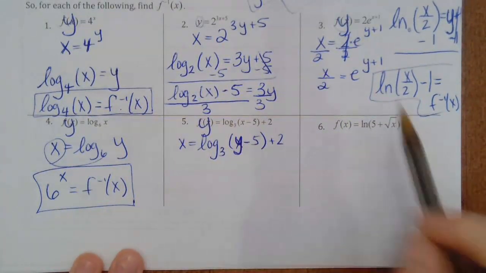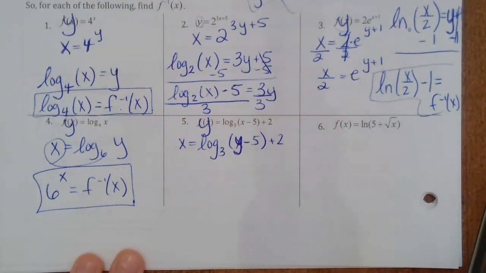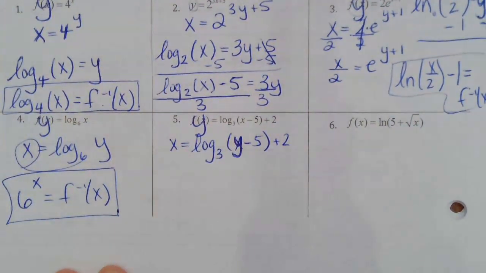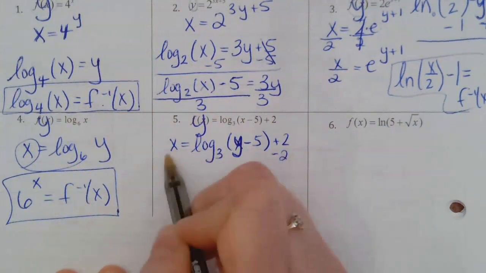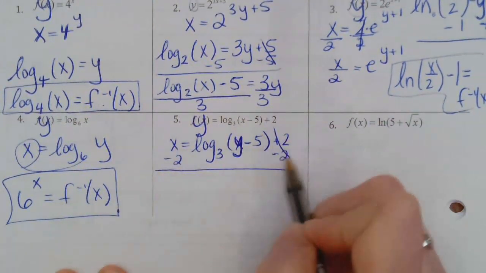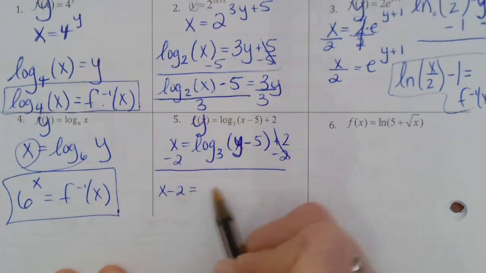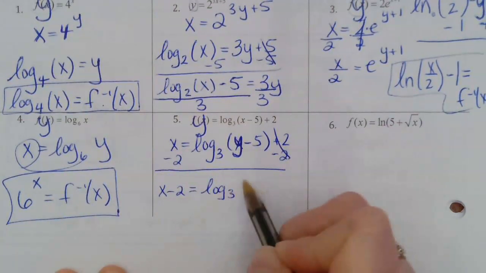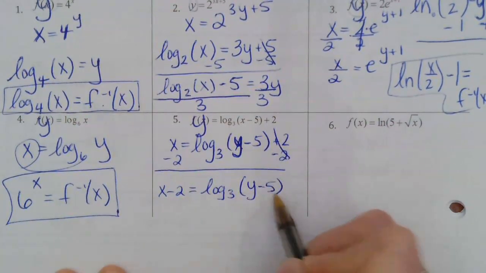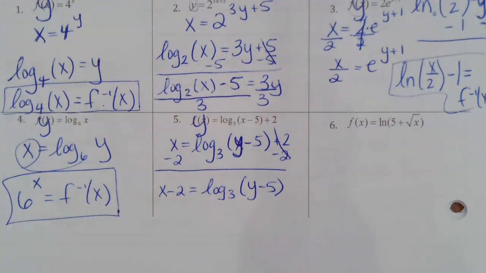Okay, and very similar to number 3, we have to do a little bit of isolating on this one. So before I can do any lassoing, I need to isolate the log. So I'm going to subtract that 2 over. So we have log base 3 of y minus 5. So all of that is part of the log. So please don't divide by y minus 5. Don't add 5. That is what we're taking the log of.